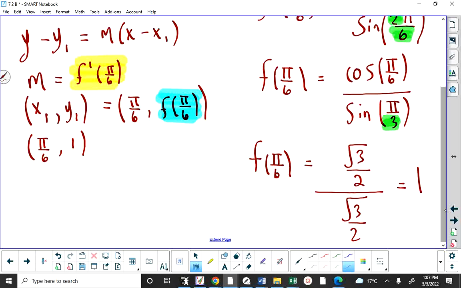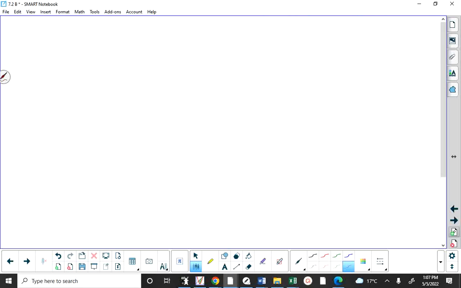Looks like you have lots of workspace left. I'm going to go to a new page. I need you to confirm to me that it was cosine of x over sine of 2x. Okay. Is there a smart way we can go about this?